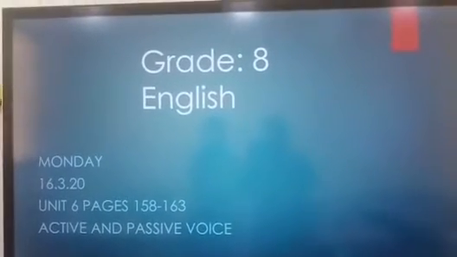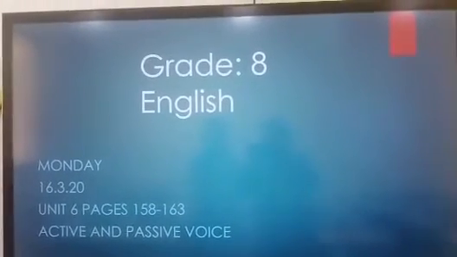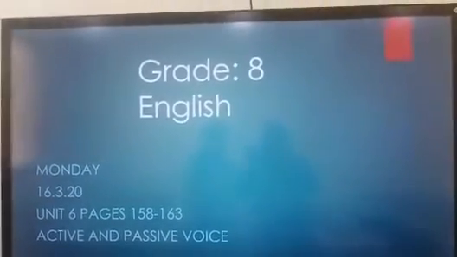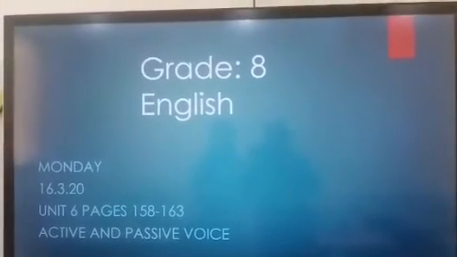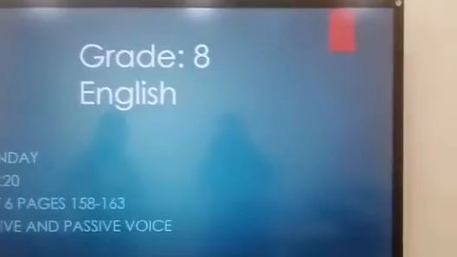Everyone, this is Isra Yusuf and I'm going to explain for you the difference between the active and passive voice. This is actually an English lesson for grade 8 at Finnish Systems schools.